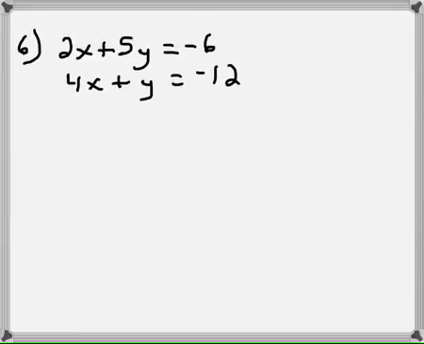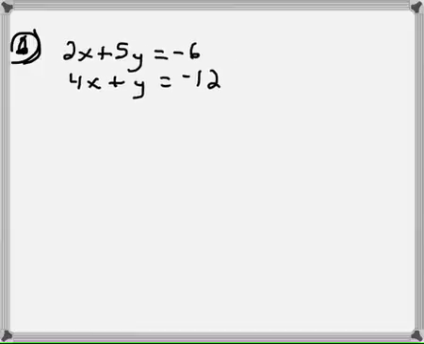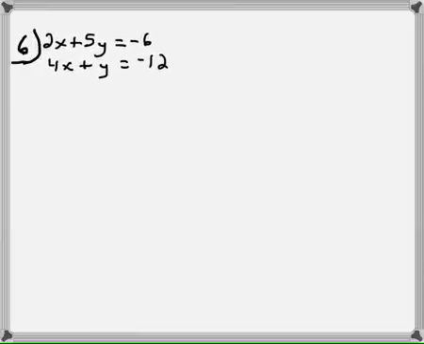Well, you have two choices here. You could multiply this entire equation by negative 5, and then the y's would cancel. Or, if you want, you can multiply this entire equation by negative 2, and then the x would cancel out. Well, I'm going to go ahead and multiply, I think I'm going to do the second equation by negative 5, times negative 5, times negative 5, and times negative 5.